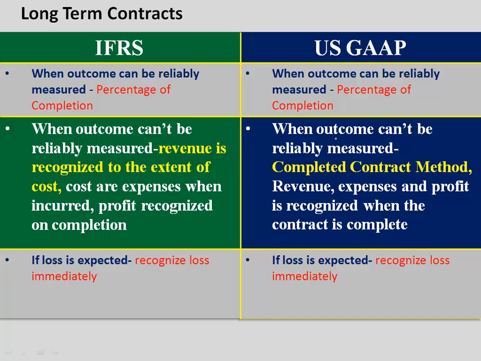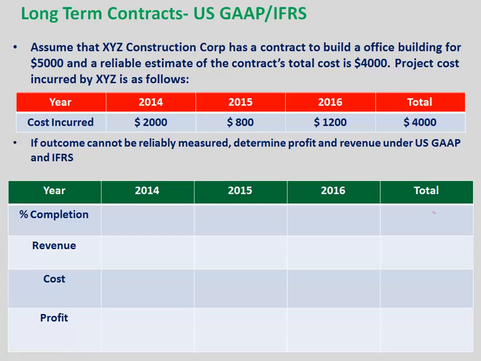Now let's look at the key difference between these two. When outcome can't be reliably measured, IFRS says revenue is recognized to the extent of cost, and costs are expensed when incurred, with profit recognized on completion. However, in US GAAP, when outcome can't be reliably measured, the method that we use is the completed contract method, where revenue, expenses and profit are recognized when the contract is complete. I think the best way to understand this is through a small example.